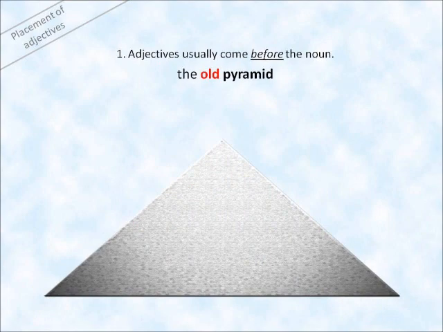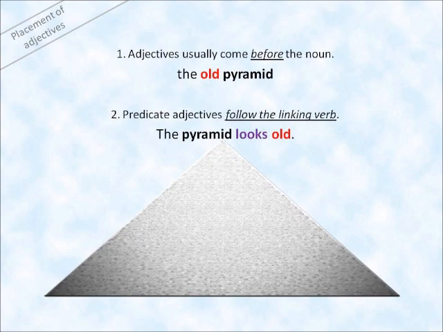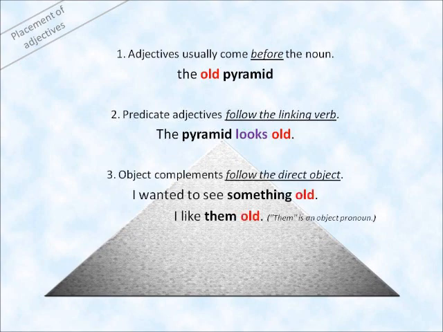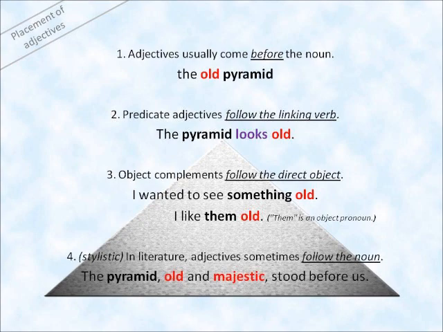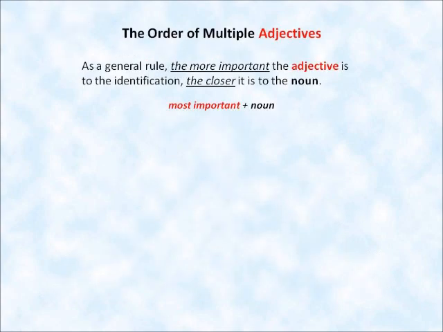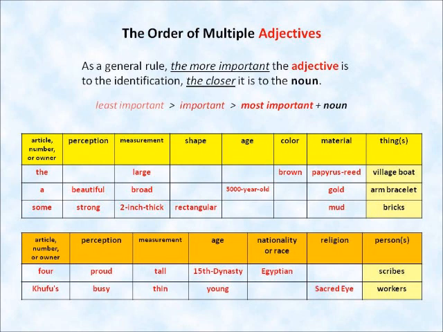Adjectives usually come before the noun, the old pyramid. Predicate adjectives follow the linking verb. The pyramid looks old. Object complements follow the direct object. I wanted to see something old. I like them old. And in literature, adjectives sometimes follow the noun. The pyramid, old and majestic, stood before us. For the order of multiple adjectives, as a general rule, the more important the adjective is to the identification, the closer it is to the noun.